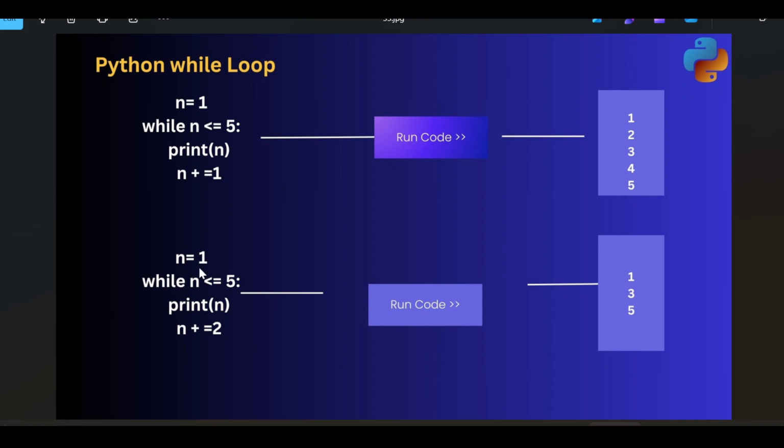Similarly, if n equal to 1 and while n less than or equal to 5, same, and print n, here we want the difference 2. So here I type n plus equal to 2. When I run the code, I get the answers 1 3 5 because the difference between 1 to 3 is 2.